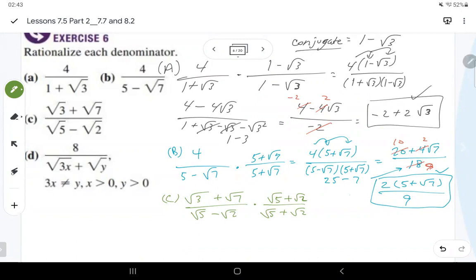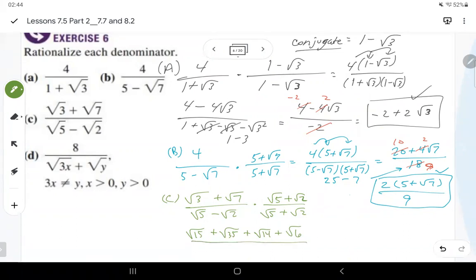So we have to FOIL both pieces. We get 3 times 5 will give us the square root of 15, plus 7 times 5 will give us the square root of 35, plus the square root of 7 times the square root of 2 will give us the square root of 14. And then the last one is the square root of 3 times the square root of 2, which is the square root of 6. That all stays.